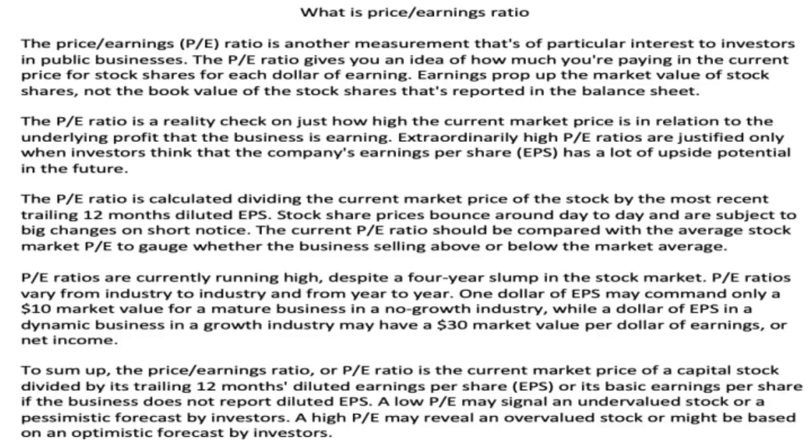The P/E ratio is calculated by dividing the current market price of the stock by the most recent trailing 12 months diluted EPS. Stock share prices bounce around day to day and are subject to big changes on short notice. The current P/E ratio should be compared with the average stock market P/E to gauge whether the business is selling above or below the market average.